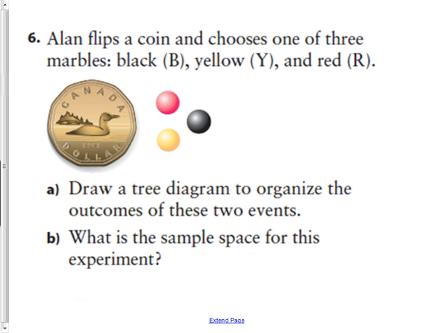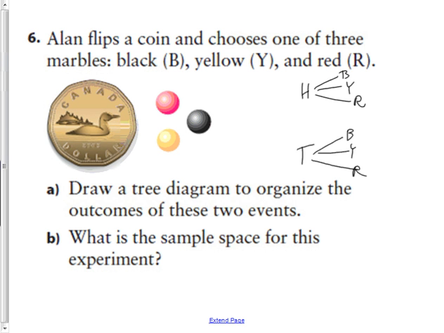Question 6 says Alan flips a coin and chooses one of the marbles, black, yellow, and red. Draw a tree diagram to organize it. So our first 2 events will be either heads or tails. Okay. Now, if you flip a head, you have 3 possibilities when you draw that next marble. It could be a black marble, it could be a yellow marble, or it could be a red marble. And if you flip the tails, you could have black, you could have yellow, or you could have red.